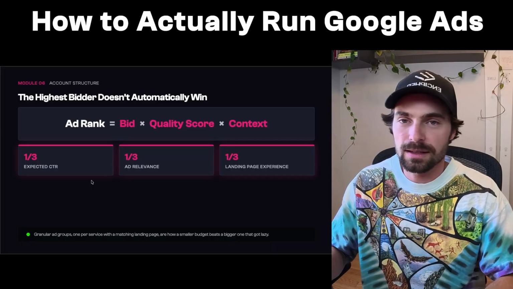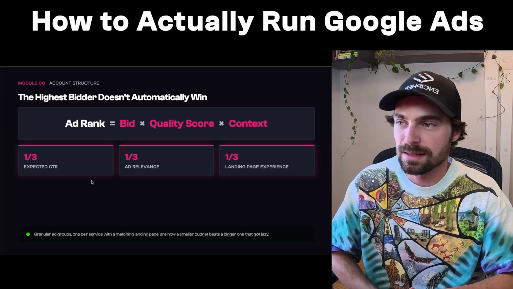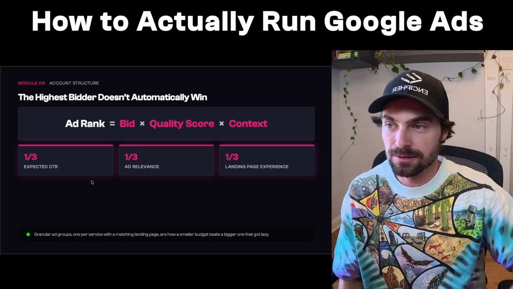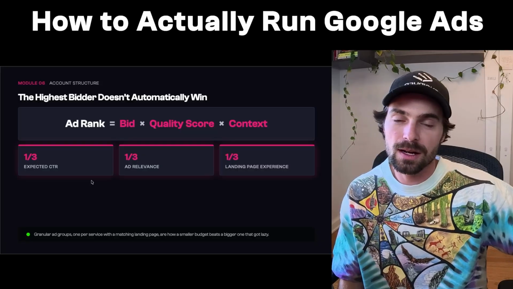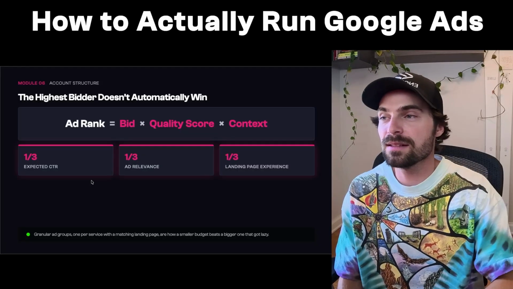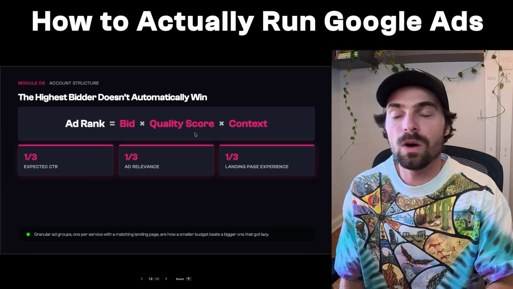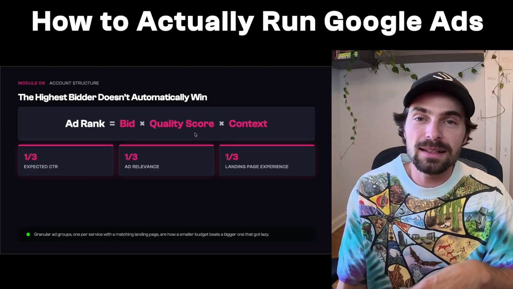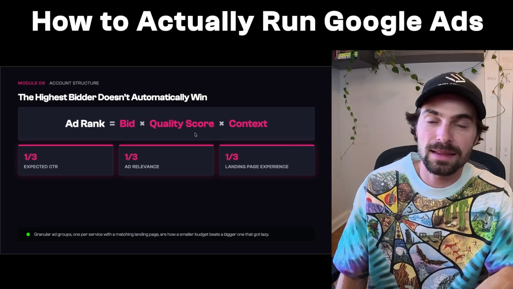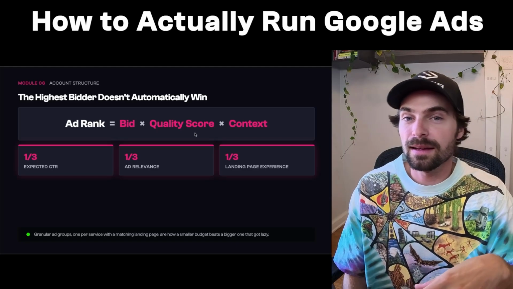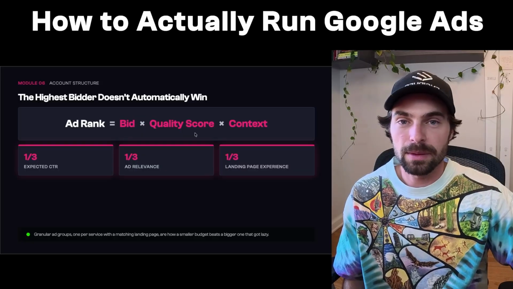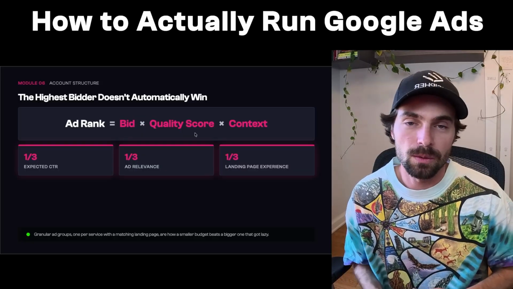Somebody searches long distance moving company, California to Texas. They see an ad that says long distance moving California to Texas. They click a landing page that also talks about long distance moving from California to Texas. That advertiser is going to have a way higher quality score and is likely going to win in the auction against an advertiser who may be bidding on that same keyword, but maybe their headlines are more generic. Moving company. The landing page is just moving company, get a quote.